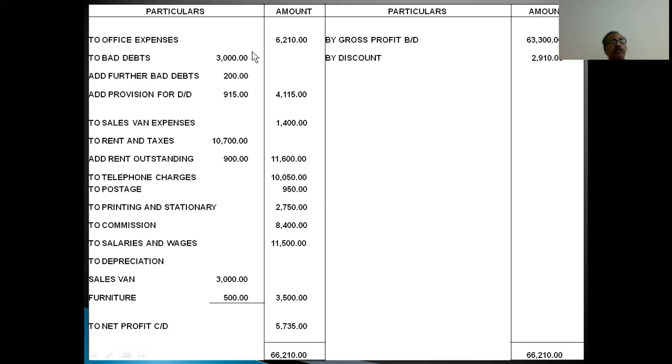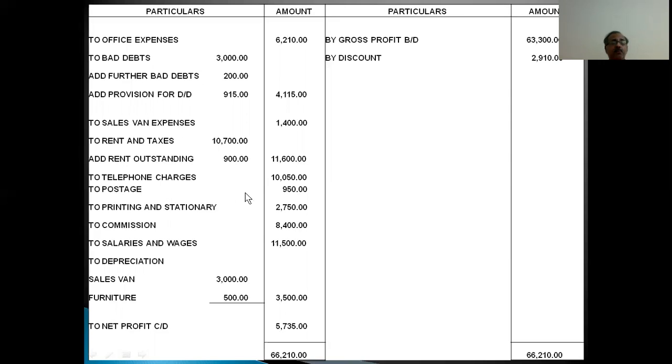You can see office expenses, 6,210. To bad debts, 3,000, inner column; some adjustments are there. Add further bad debt, ₹200. Add provision for doubtful debt, 915. So outer column, 4,115. To sales expenses, 1,400. To rent and taxes, 10,700. Add outstanding rent. There is an adjustment: outstanding rent will be added along with rent. So the outer column is 11,600. To telephone charges, 10,050.